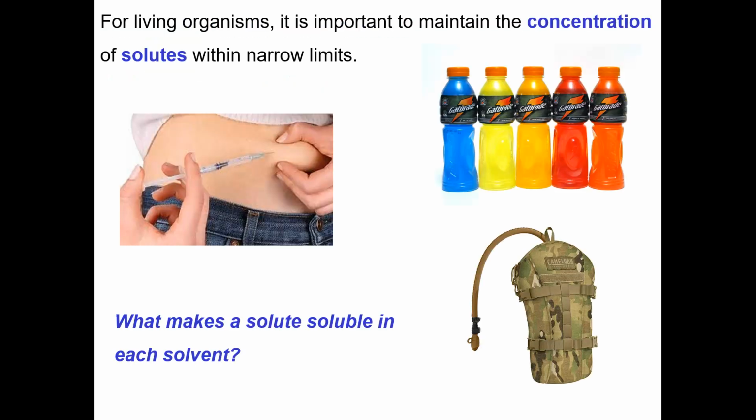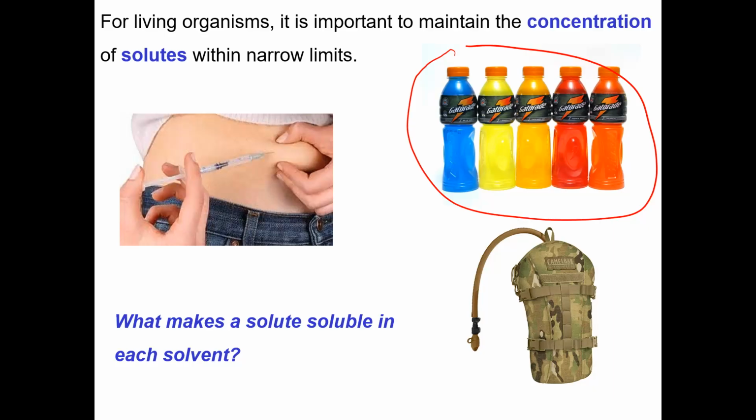You've probably noticed that for living organisms, it's important to maintain the concentration of solutes within narrow limits. For example, if your electrolytes get depleted, you get muscle cramps and you start feeling pretty lousy fairly quickly. Similarly, if you have trouble maintaining your blood sugar level, that is, you are diabetic, then if your blood sugar level gets outside some pretty narrow limits, you start feeling unwell.